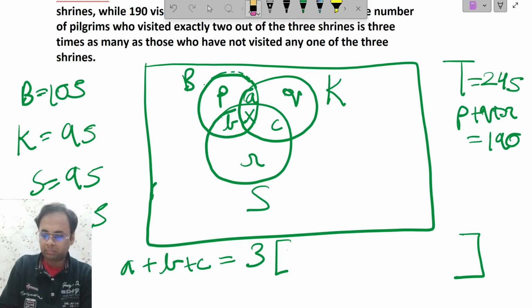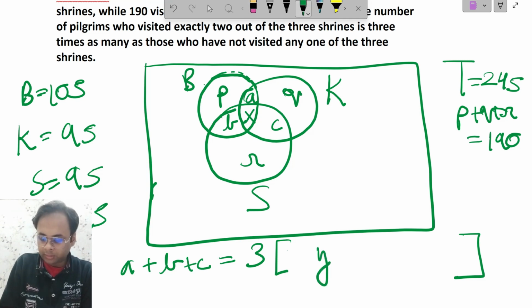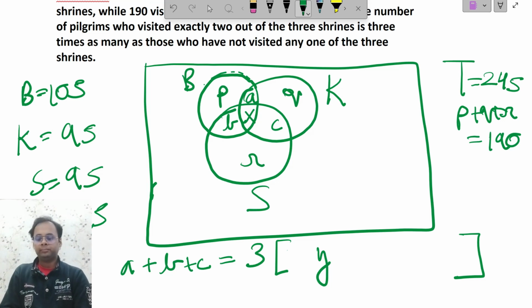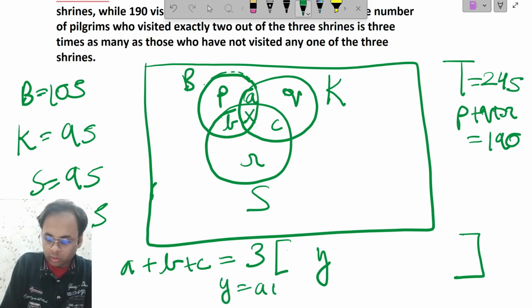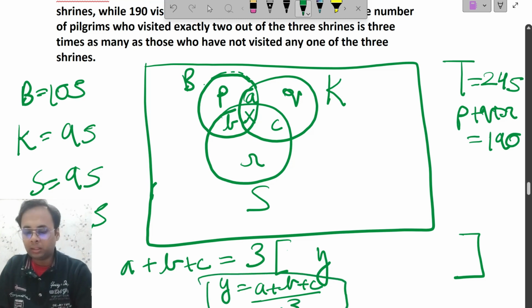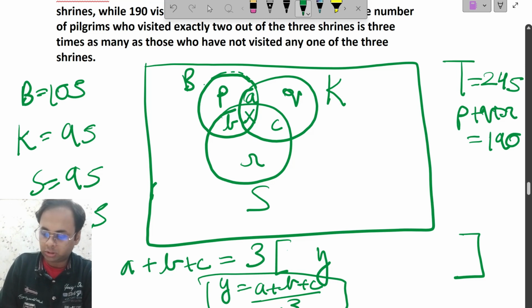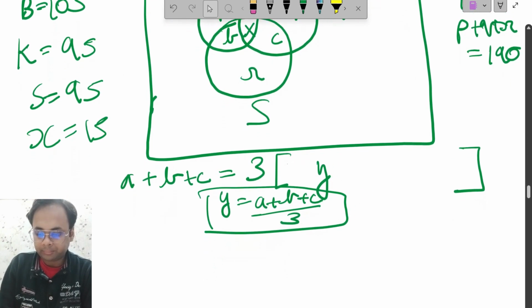So let me mark this number as maybe Y. Let the number be Y, for those who have not visited any of the 3 shrines. So it means Y is equal to A plus B plus C by 3. And Y is that number who have not visited any of the 3 shrines. Now we try to find out what is A plus B plus C.